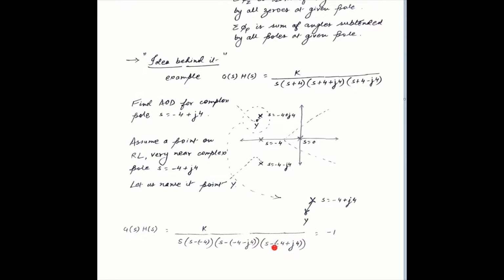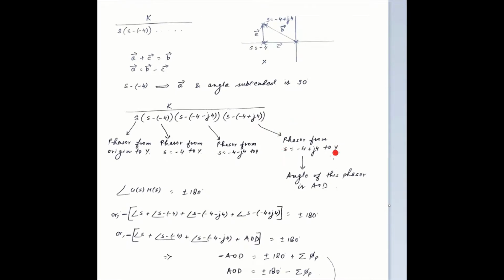This term is representing this particular phasor, and the angle of this phasor is nothing but the angle of departure. The angle of this phasor, I repeat, is nothing but the angle of departure. So this is the resultant phasor from the open loop pole to point y, and the angle of this phasor is AOD. Now we know that the angle of G(s)H(s) is equal to plus minus 180 degrees because of the characteristic equation.